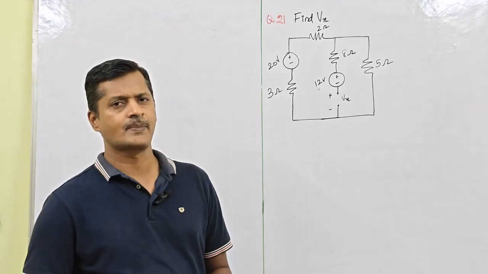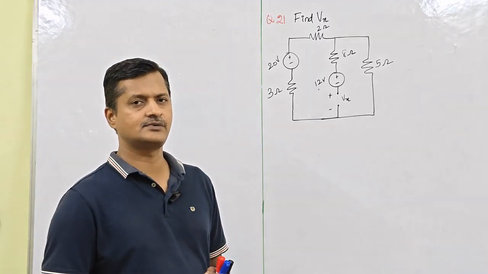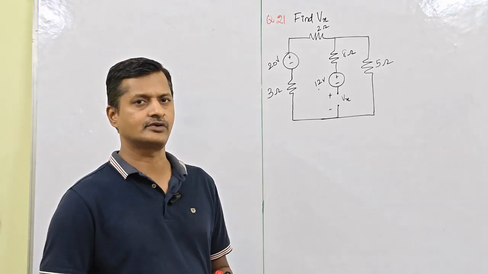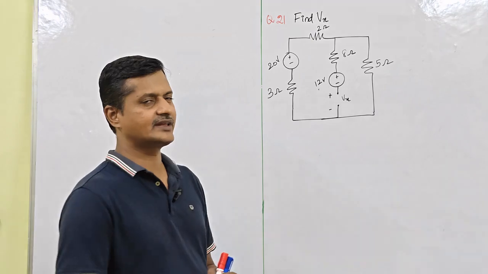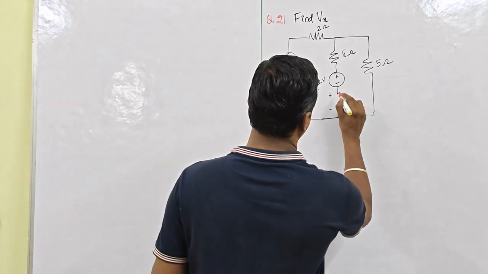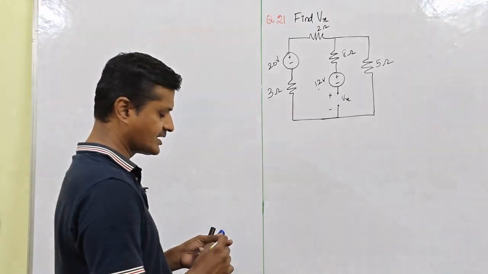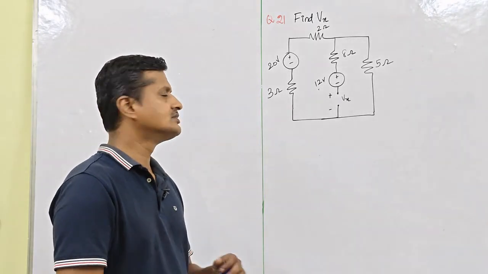Next, question number 21, find Vx. Above this we saw question number 19, and that was question number 20. Okay? So this is question number 21, find the value of Vx. Where is Vx? Vx is the voltage across this element. So same as before, pause the video and try to find Vx.